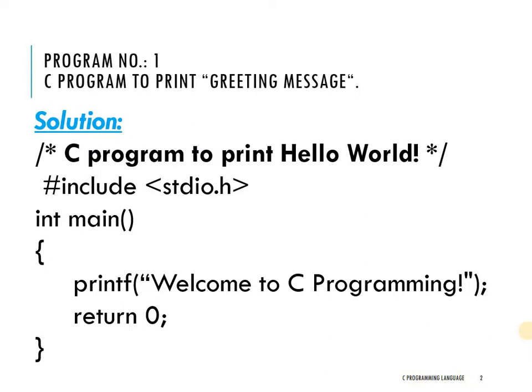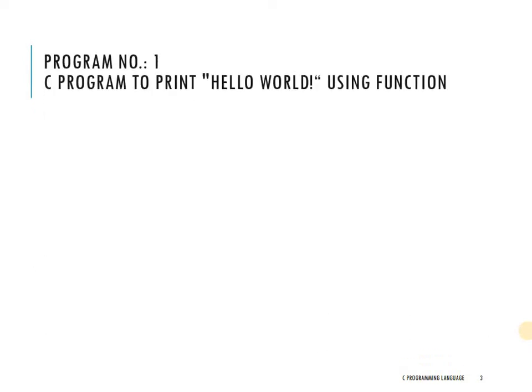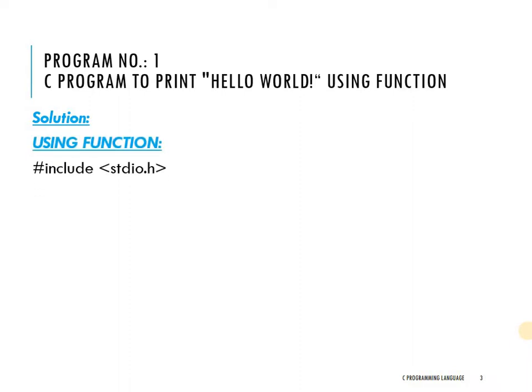So this is a simple C program to display the greeting message. The same program we are going to see using functions. Here also we are going to print the greeting message using functions. Here I have given header files and then I have declared a function. This function is print message. So this is the function declaration.